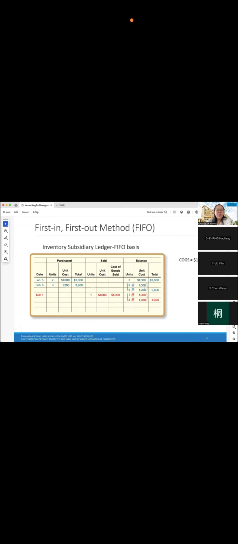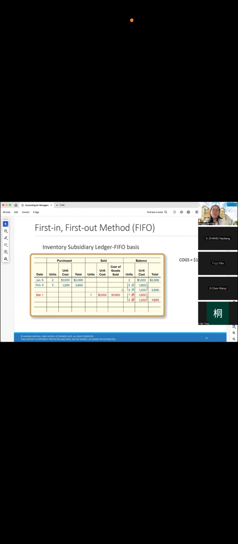So the top would be the same on the 5th of January, right? What is different is on the 5th of February, after we purchase 3 units, we are going to split out the balance as such. We are going to have 2 units at $1,000, 3 units at $1,200. This tells us that any sale should be first taken from the $1,000 before we move on to the $1,200.